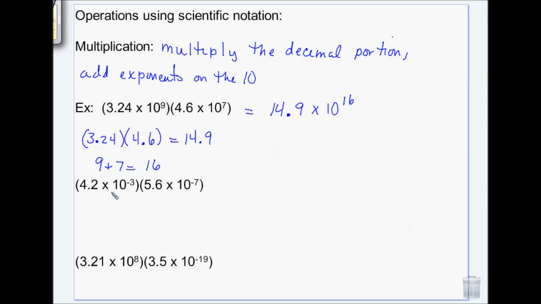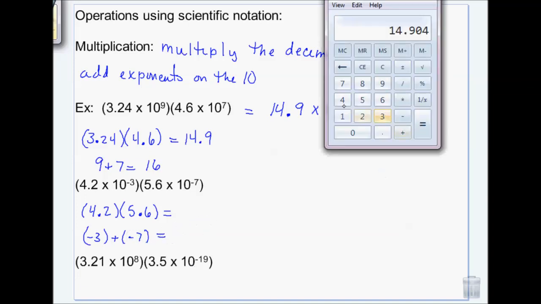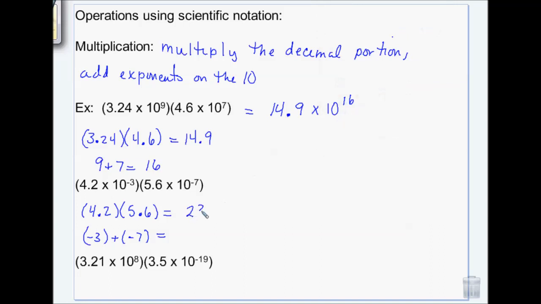Okay. If we have negatives, it's the exact same thing. I do 4.2 times 5.6, and then I'm going to do -3 plus -7. So we get 23.52 and -10. So it's 23.52 times 10 to the -10.